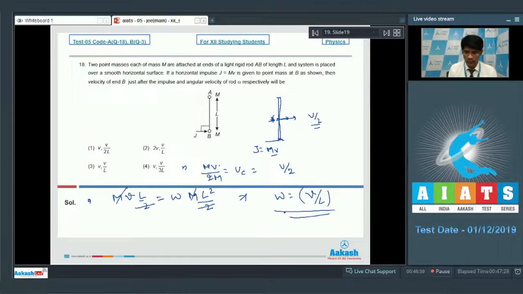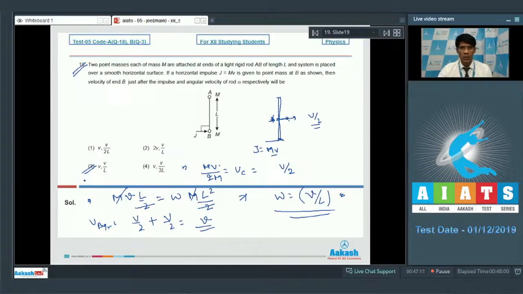Now, what we need to calculate is the velocity of end B just after the impulse and the angular velocity. We have calculated the angular velocity to be equal to v by L. Now, the velocity of point B with respect to ground will be the velocity of B with respect to center of mass, that is v divided by 2, plus the velocity of center of mass with respect to ground, that is v by 2, so it is v. So we are having option 3 as the correct answer for question number 18.